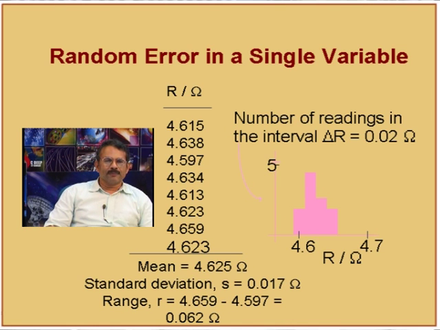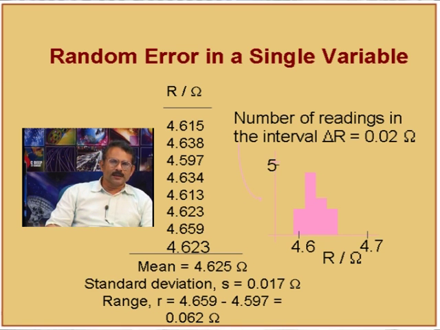So 4.615 ohms, 4.638 ohms, 4.597 ohms. Incidentally, you can see how the table is written. In the first row you have R divided by ohms. Okay, so this helps you to avoid writing ohms against each number in the table. Another way this could have been done is you could have put ohms in brackets, the symbol ohm in brackets. You write R and against that you put the ohms in brackets.